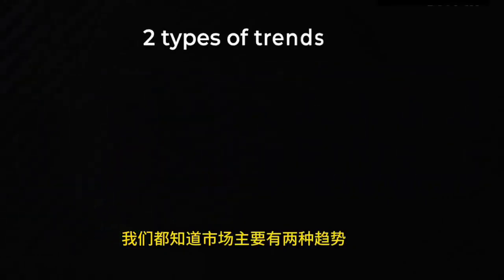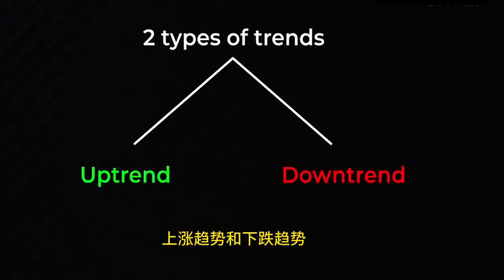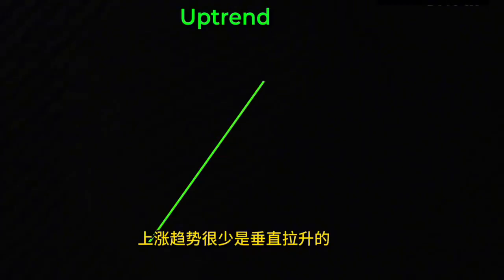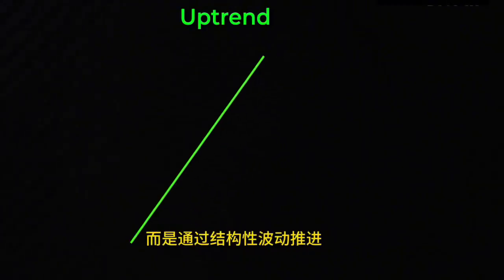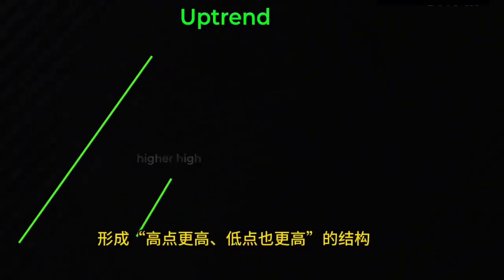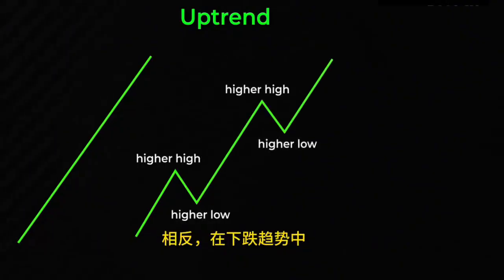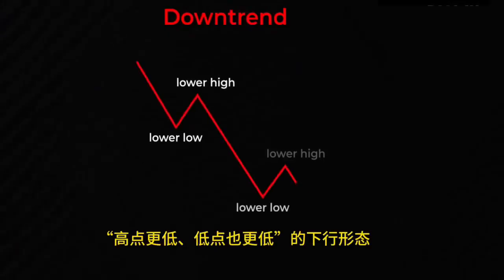So we all know there are 2 types of trends in the market: uptrends and downtrends. Let's take an uptrend for example. During an uptrend, the markets rarely move straight up. Instead, it moves in a structured way, forming what's called higher highs and higher lows. On the flip side, during a downtrend, the structure you'll find is price forming lower highs and lower lows.